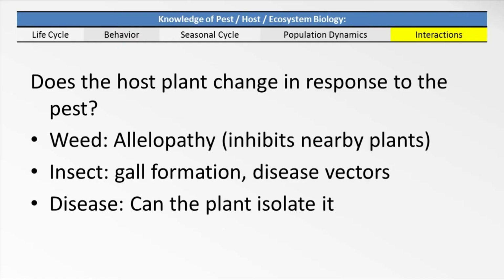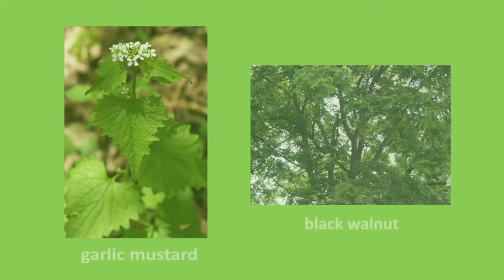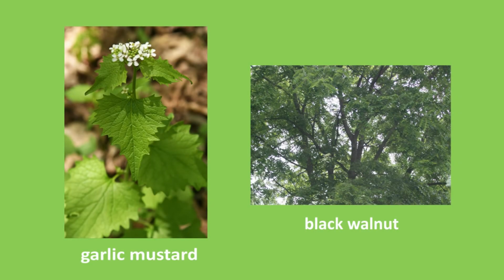The final piece of the information puzzle is the interaction that the pest has with the host. Some weeds can actively inhibit the growth of nearby plants. Allelopathy is what gives things like garlic mustard and black walnut an edge. They produce toxins that help them outcompete nearby vegetation.